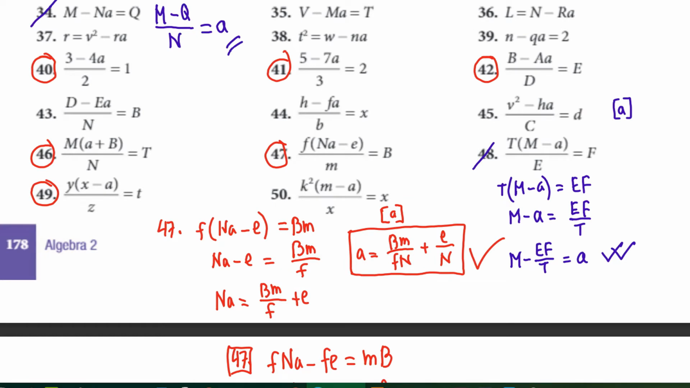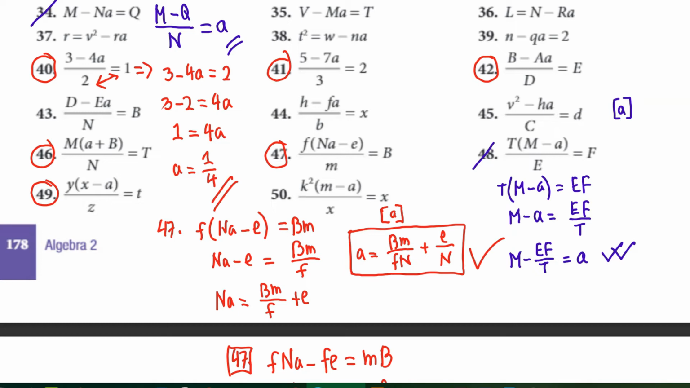Question number 40, you just needed to do one thing. You can write 3 minus 4a equals 2 into 1. Just cross multiply with this 2 and 1, so it becomes 2 into 1 is 2, right? Now make 4a the subject, so we take 2 to the left side, which is 3 minus 2, and the 4a goes to the right side. So on the left this is 1 and the right side is 4a, so you can make A the subject. Now we can write A equals 1 by 4, and this is your answer. Did you get how I did this question?